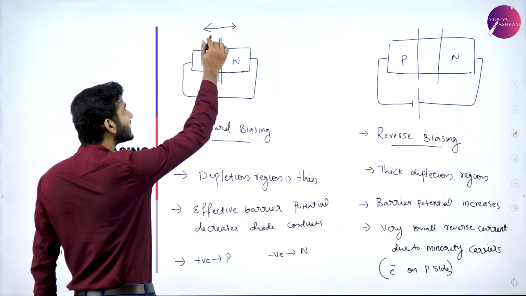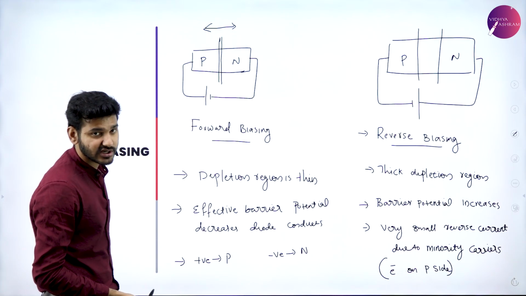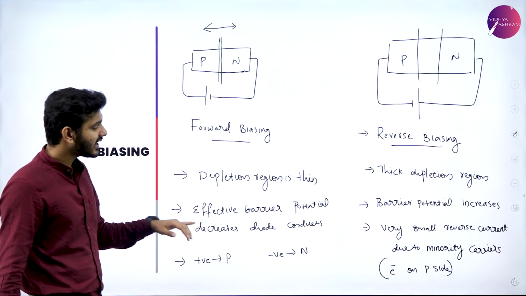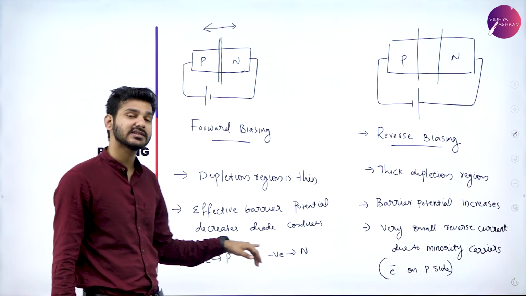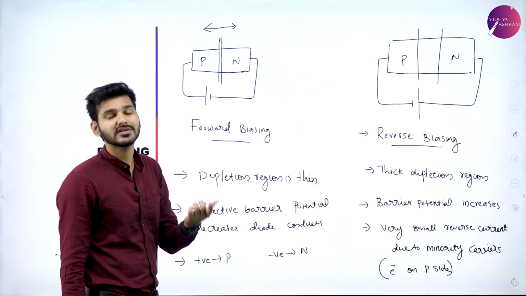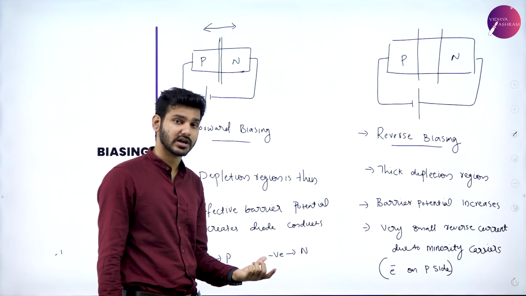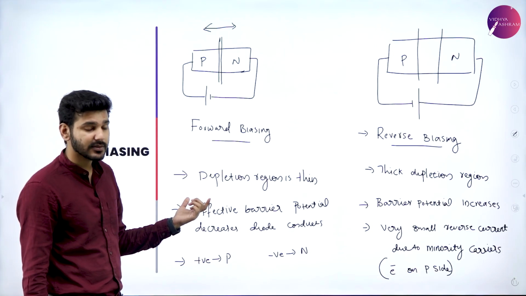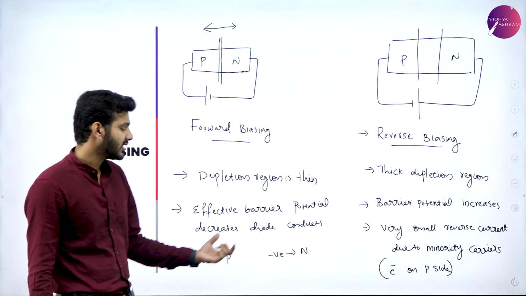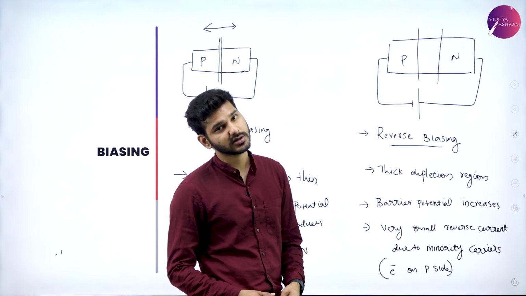So we can say that the depletion region for a forward biased PN junction diode is very thin, which means conduction is very easy, and the effective barrier potential decreases. Since the depletion region is thin, the barrier potential is also very low, which means the diode can conduct electric current. Again, forward biasing means the positive terminal of the battery is connected to the P side and the negative terminal is connected to the N side of the semiconductor diode.